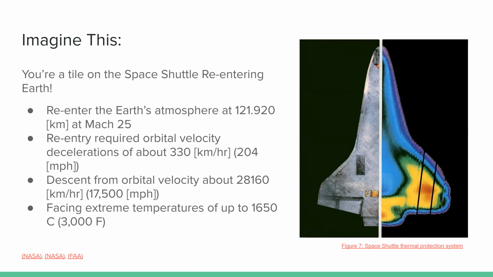So imagine this: you're a tile on the space shuttle and you're re-entering Earth's atmosphere. You're going speeds of around Mach 25, and you're facing extreme temperatures around 1650 degrees Celsius. That's hot.